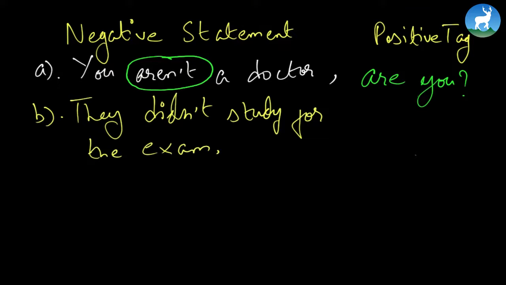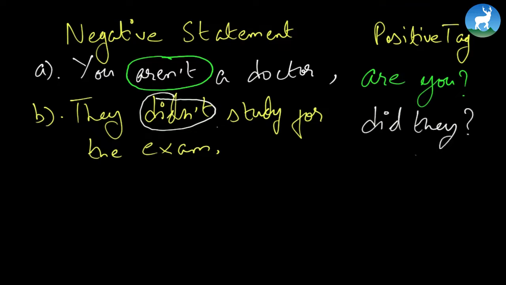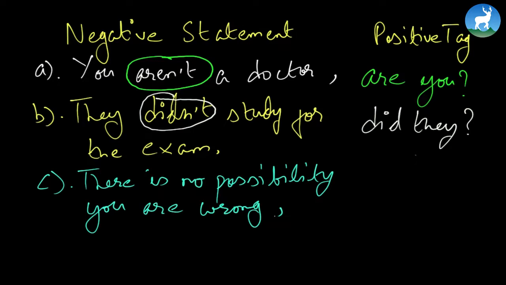They didn't study for the exam. See, the statement is in simple past. Focus here on did not, a negative statement, and it will always have a positive tag. They did not study for the exam, comma, did they? See, a negative, positive, negative aren't, are; negative did not, did. Also bear in mind, there is no possibility you are wrong. The statement is negative in itself, so the positive tag would be there.